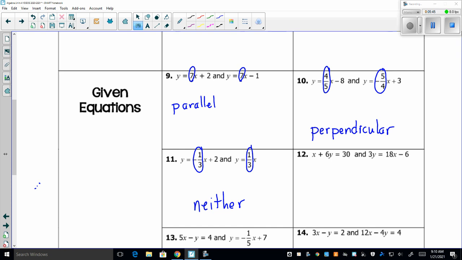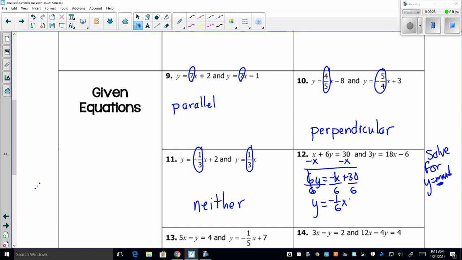Number 12, these are in standard form. I need to solve for y equals mx plus b form. In order to compare their slopes, I need to see this m right here attached to x. So I'm going to subtract x from both sides. And I have 6y equals negative x plus 30. I like to put the x term right after the equal sign, then the constant, and then divide by 6. Remember, there's an invisible 1 in front of the x. Divide by 6. Divide by 6. 6 over 6 cancel, and I have y equals negative 1/6 x plus 5.